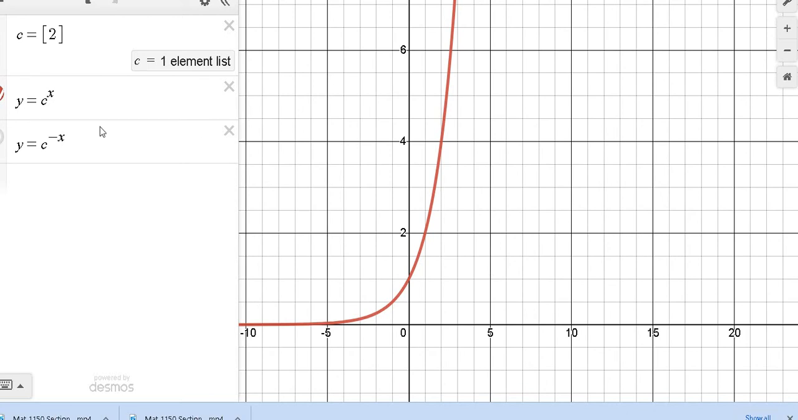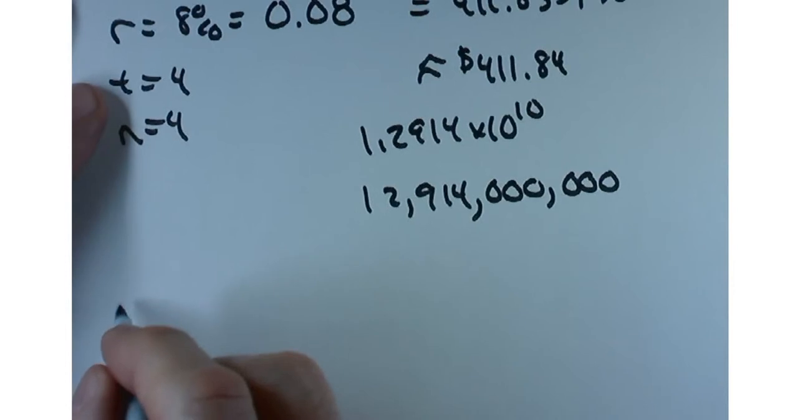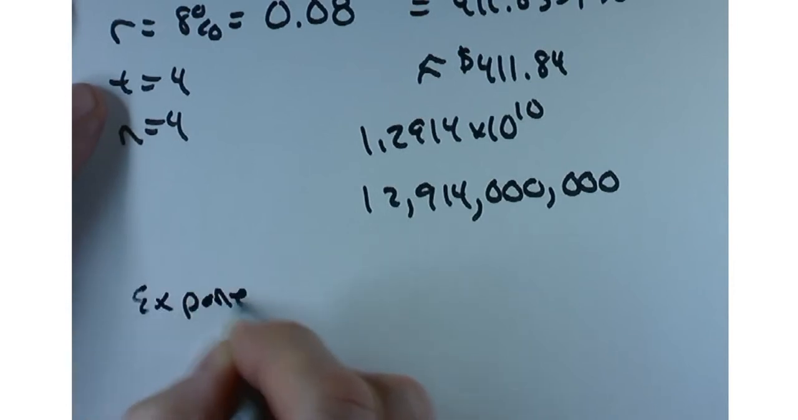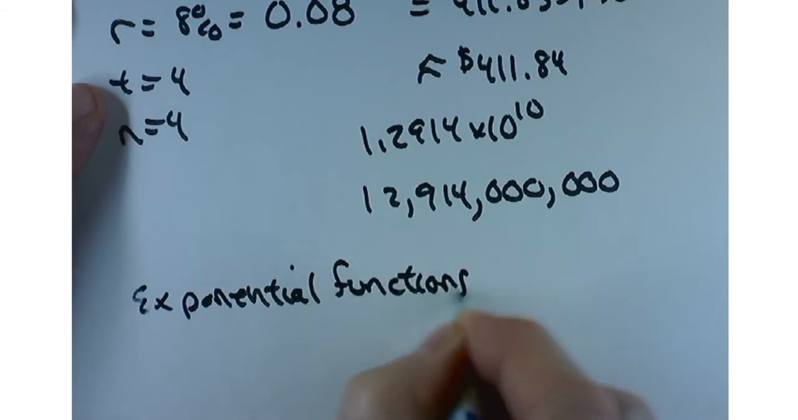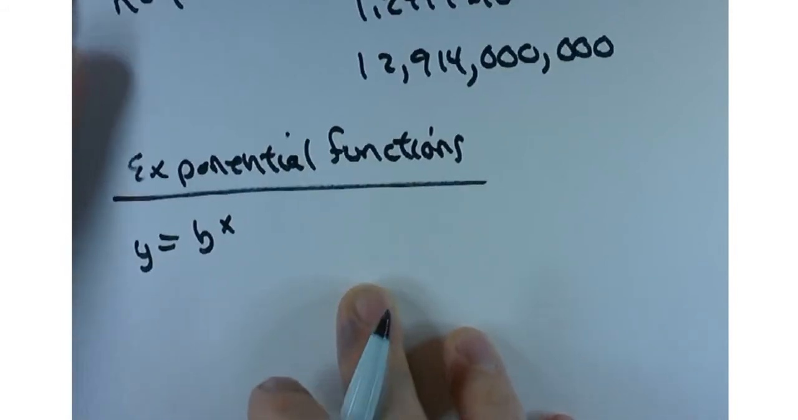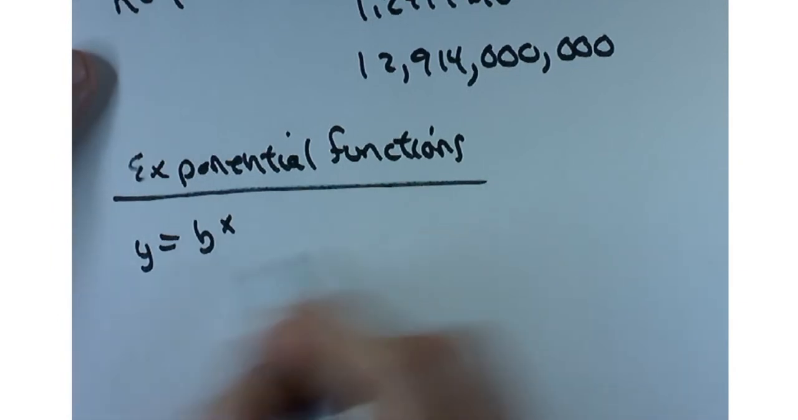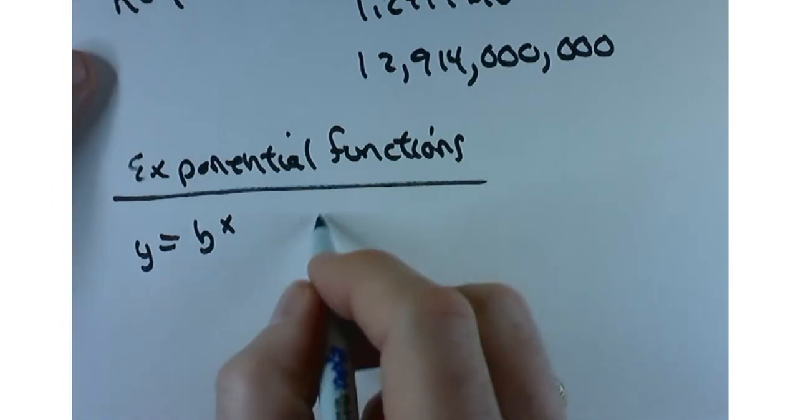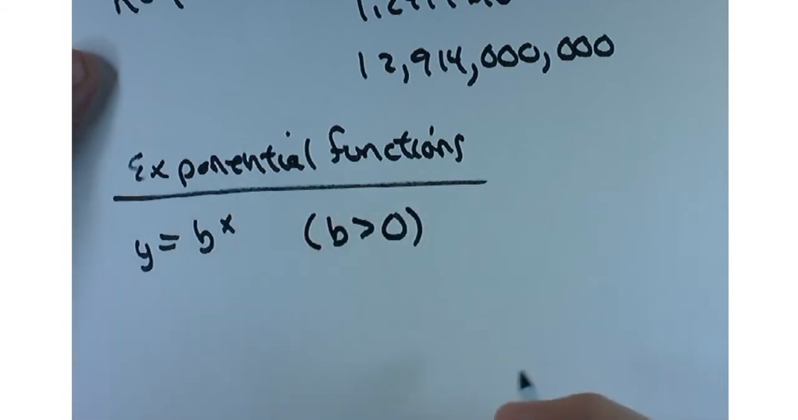Now, that c here is the base of your exponential function. And there's 3 things about the graph of the exponential function that I want you to know. So exponential functions: y equals b to the x. The first thing is, we're going to assume that b is greater than 0. In fact, it's a requirement that b has to be greater than 0.